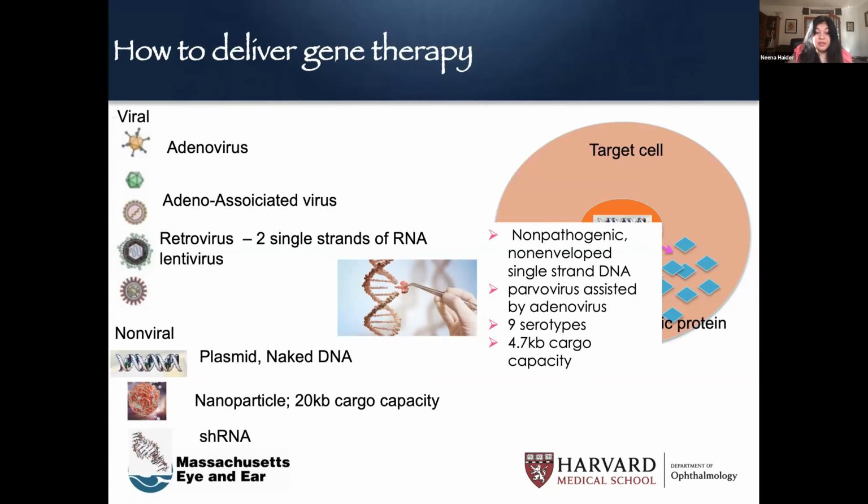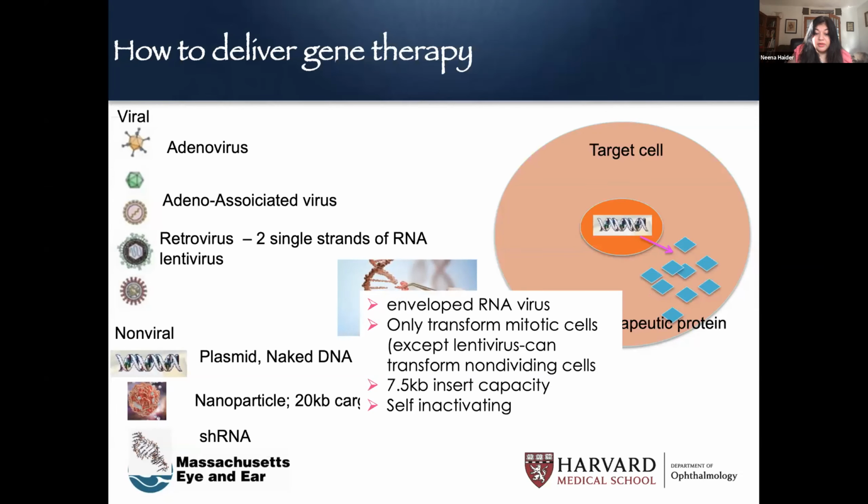Then we switch to adeno-associated virus, or AAV. This is also non-pathogenic. It's non-enveloped. It's a single strand of DNA. So it's the parvovirus assisted by an adenovirus. There are about 9 different serotypes, and the cargo size has increased a little bit more from adenovirus to 4.7 kb. It's still kind of small for a lot of genes though, but it has advantages, and it's actually becoming fast the more common vehicle of delivery.